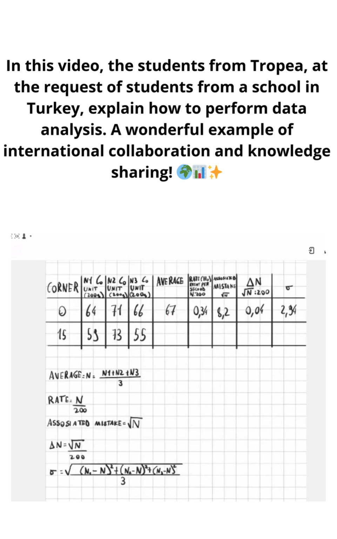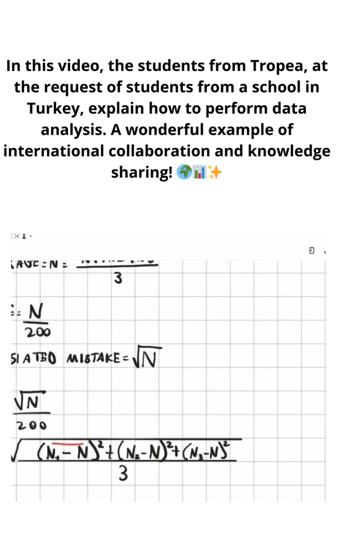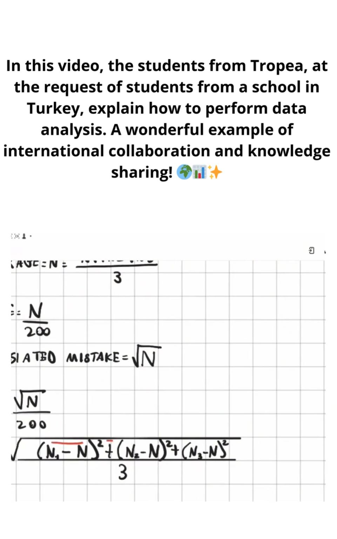Finally, to calculate the standard deviation, we need to do the square root of the square of n1 minus n, plus the square of n2 minus n, plus the square of n3 minus n, all divided by 3.